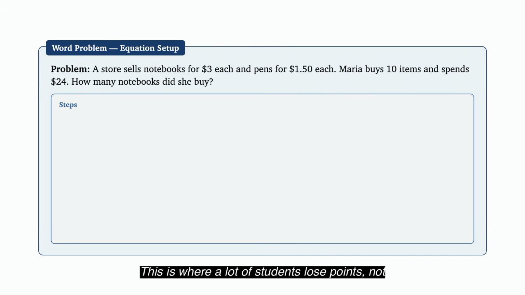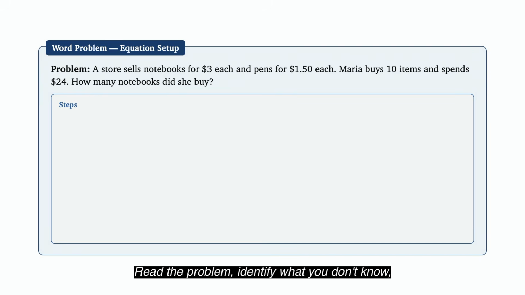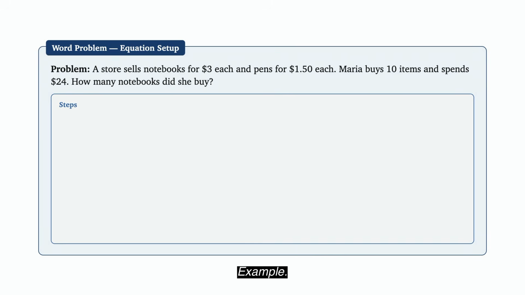Word problems to equations. This is where a lot of students lose points. Not because the algebra is hard, but because they rush to set up the equation. Read the problem, identify what you don't know, call it x, then translate the words into math.